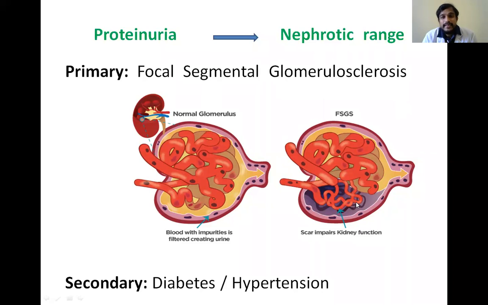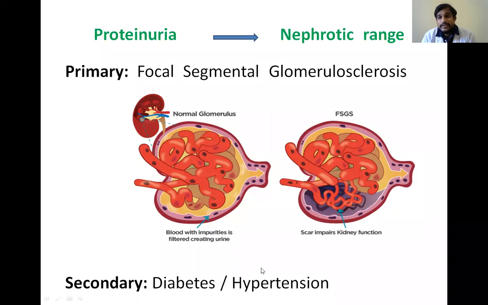So here you can see there is a cluster of vessels in the glomerulus. A certain part of these blood vessels will get sclerosed. So when that part of the glomerulus is sclerosed, automatically the filtration will be affected. So this part is affected here in this picture. That part of the glomerulus is sclerosed. That segment of the glomerulus, or that segment of the cluster of blood vessels, is sclerosed. So the filtration will be affected.